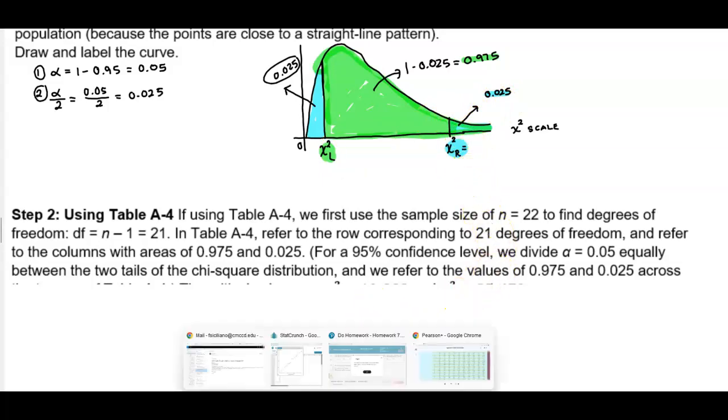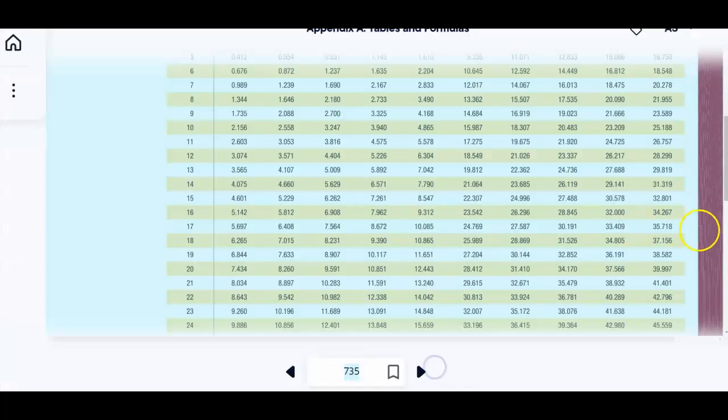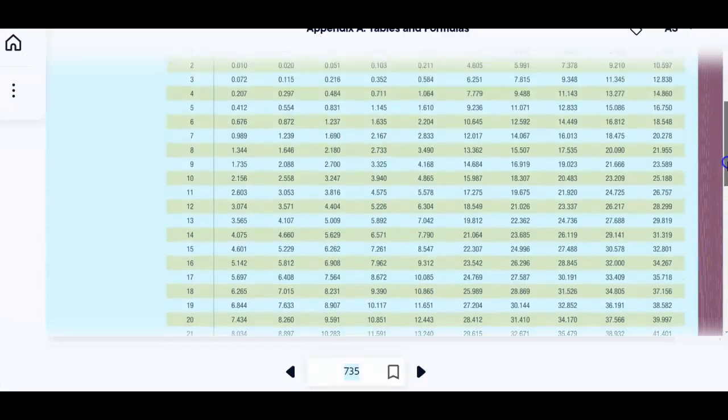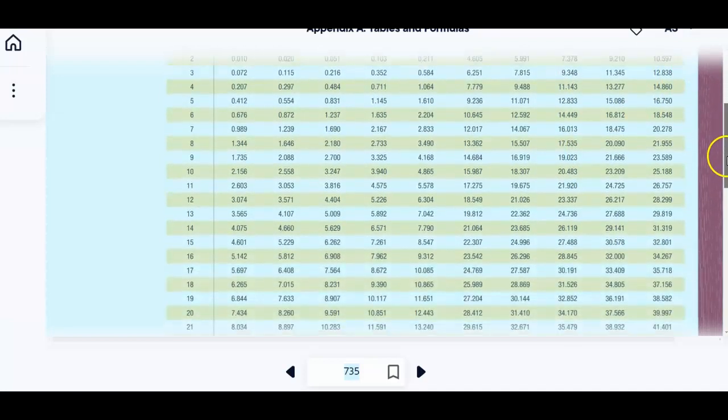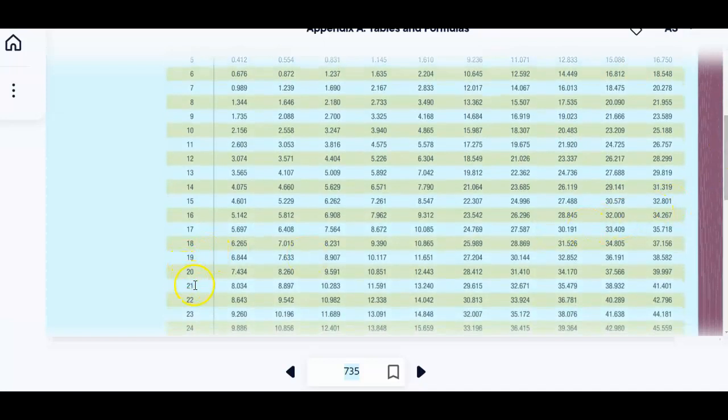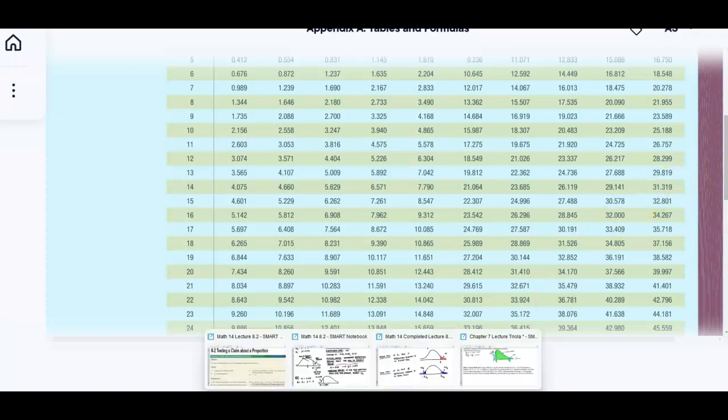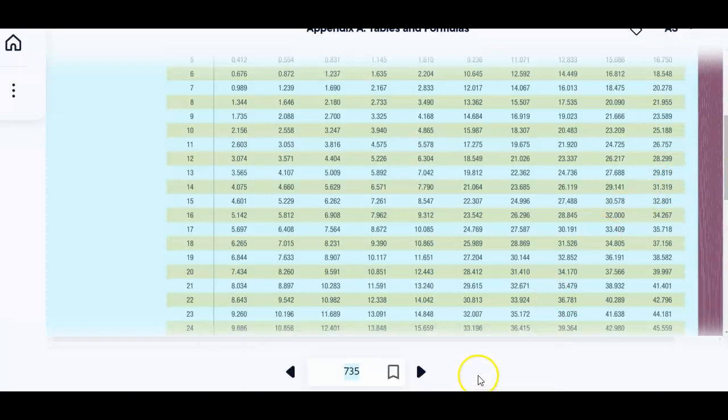So let's take a look at the table here. If we look at 0.025 and scroll all the way down in that third to last column and look for 21, if we scroll over here, we're going to get 35.479. That's going to be our right critical value. So let's go ahead and write that out. We get 35.479.